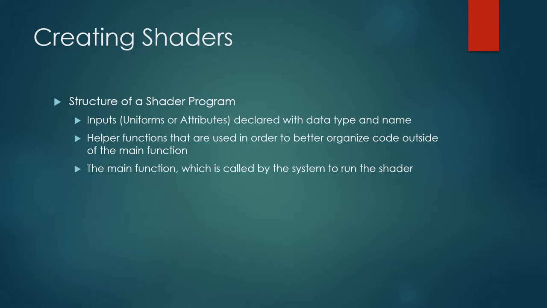Every shader created using GLSL follows a general structure. At the top of the file, shaders declare their inputs, which can either be uniforms or attributes in our case. After that, programs can use helper functions to organize code throughout the file. Ultimately, the shader program must have a void main function that is called by the system, to set the values of the outputs.